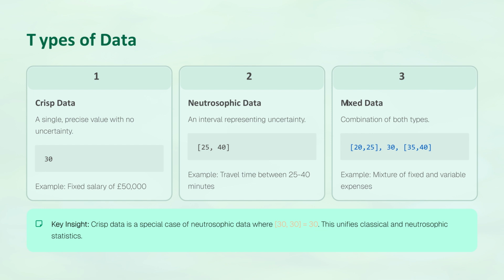Third, we can also have mixed data, where some values are exact and others are intervals. An important point to understand is that any exact value can be written as a range where both limits are the same. For example, 30 can be written as 30 to 30. This means that crisp data is actually a special case of Neutrosophic data, where there is no uncertainty.